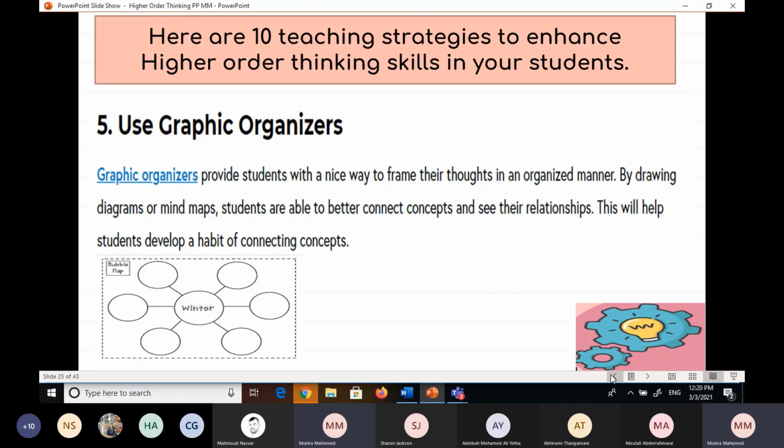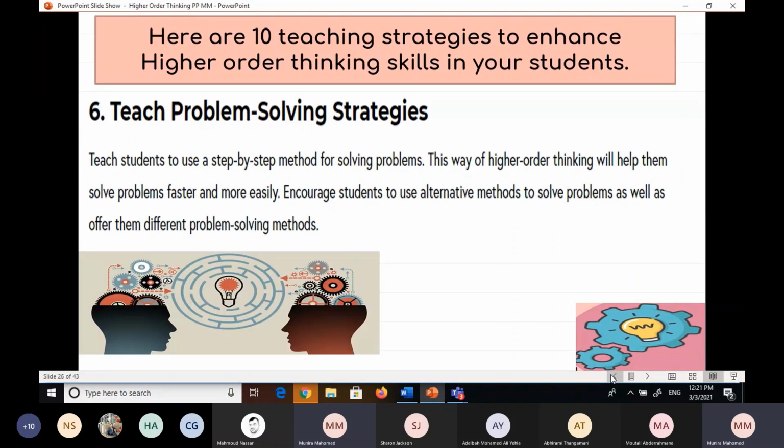Like in this, if we had winter, we would talk about the snow or the cold weather and the rain and the boots and the jackets that you have to wear. This is all that they can see basically from the concept. So they understand the relationship between all these things that you're putting in a mind map. It kind of makes them understand that this is what is happening. This helps students to develop a habit of connecting concepts all the time. So this is actually a good one, graphic organizers.